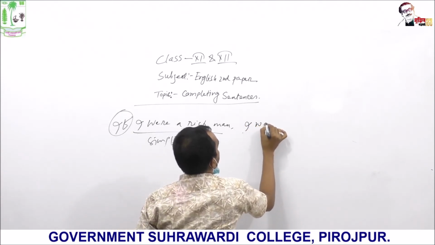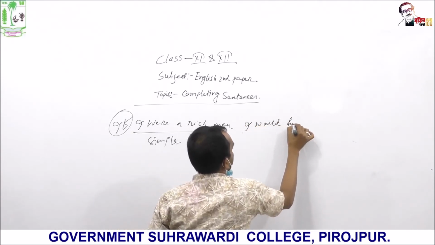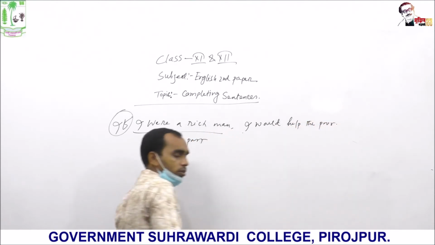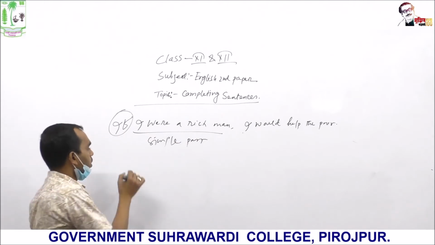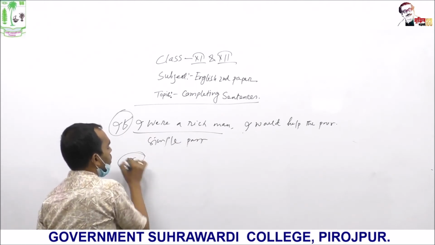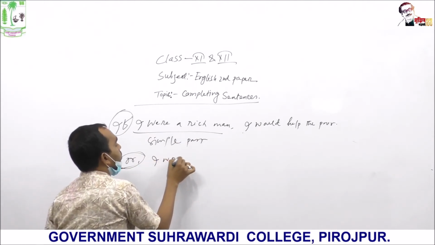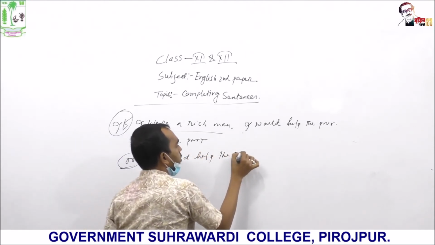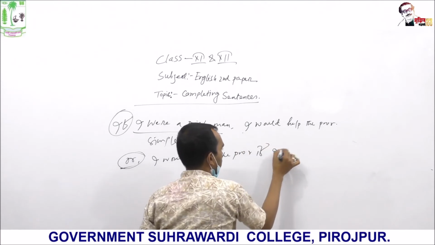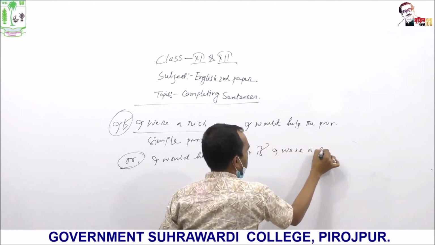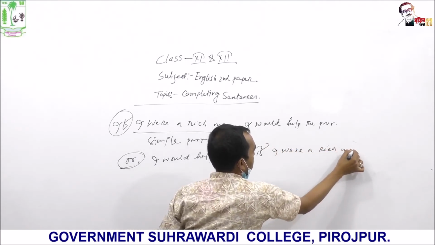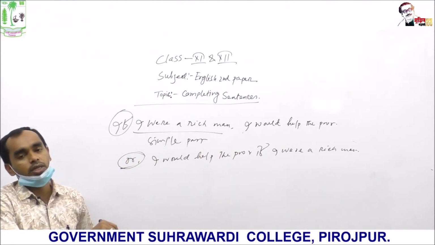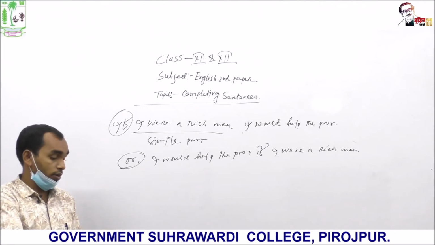I would help the poor. Or you can write the sentence in this way: I would help the poor if I were a rich man. If I were a rich man.